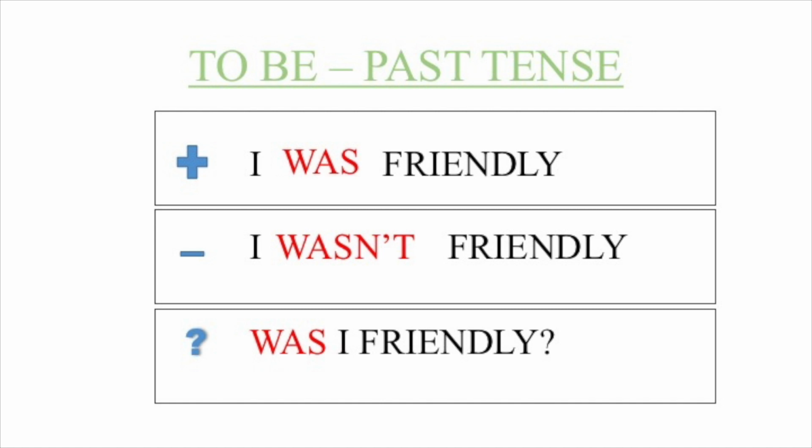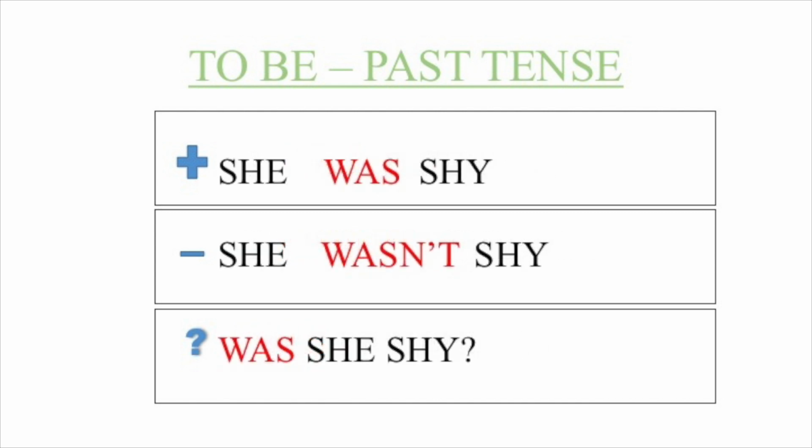And the question, was I friendly? So you see the way we can combine the question words by looking at the words from the positive statement and rearranging them. And always remember, if we ask a question in English and we write it, question mark at the end. I wasn't friendly. Was I friendly? That's the question.